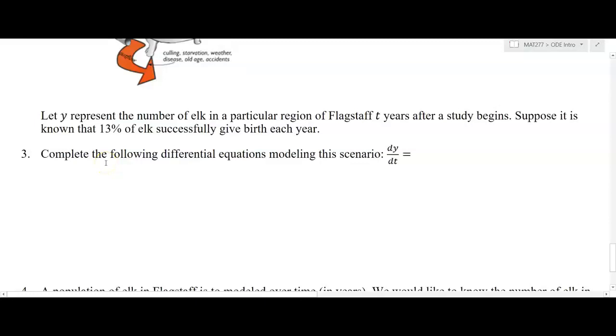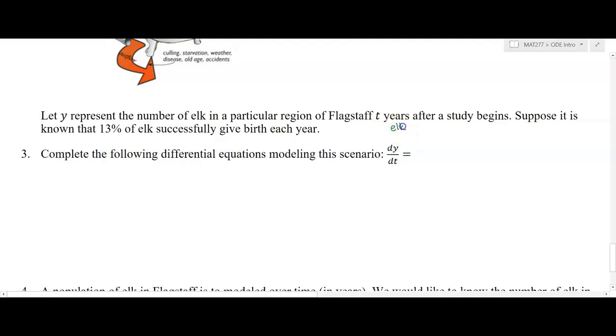Let's take a look at a couple more examples here of modeling. Let's say that we let y represent the number of elk in a particular region of Flagstaff t years after a study begins. So our variables are defined for us. Suppose it is known that 13% of elk successfully give birth each year. Complete the following differential equation modeling this scenario. So dy/dt is going to be measured, first of all, in elk per year.